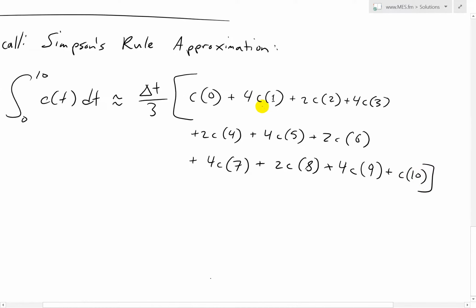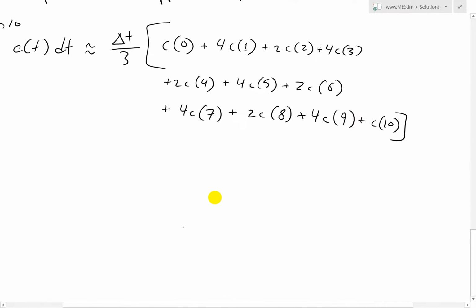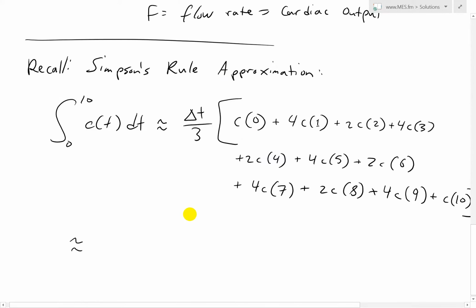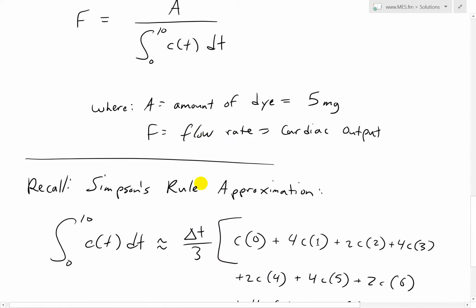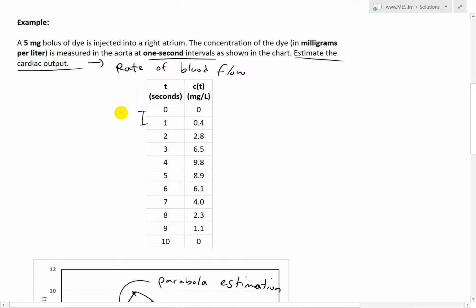And again, it follows the 4, 2, 4, 2, 4, 2 pattern all the way, and then we have 1 at the beginning and the end. Make sure to watch my earlier video on Simpson's rule to get up to date on that. So when we plug in the numbers, our delta t is simply 1, because we're calculating every 1 second. So delta t is equal to 1 second.